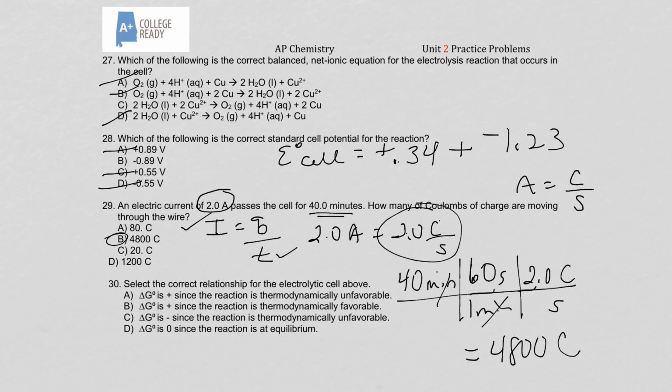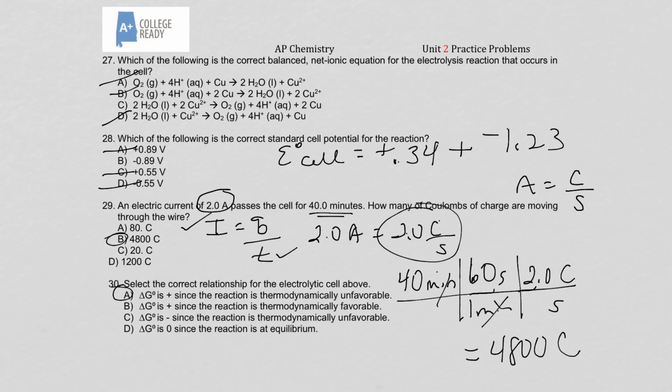And then the last question here, select the correct relationship for the electrolytic cell above. Again, this is just their knowledge of what this means to have an electrolysis reaction. And really from the picture, you can see that that power supply is present. It's mentioned in that prompt as well. So anytime we have to add energy to make a reaction occur, we know that is really an unfavorable reaction. So we just need to pick the correct wording. We know delta G needs to be positive. Then you really need to know the difference in these two signs. So we're going to pick A. Delta G is positive since the reaction is thermodynamically unfavorable.